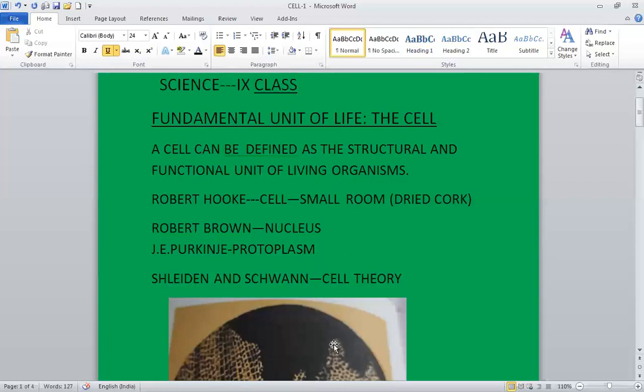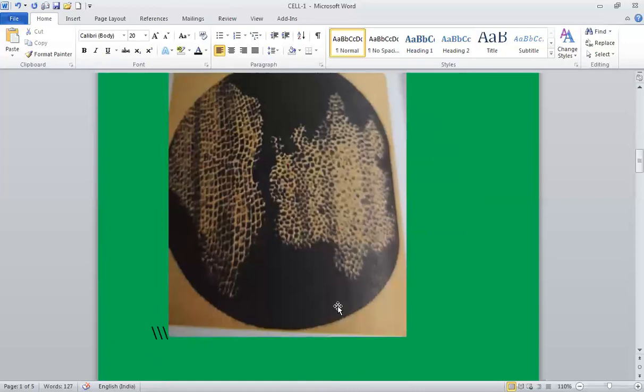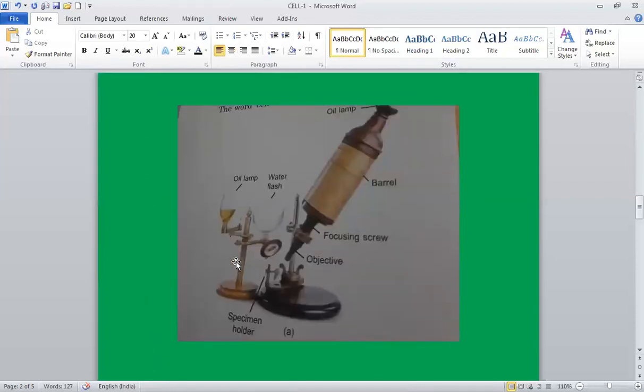See, this is what he observed, the network which you are seeing on the screen. He named them small rooms because they are small. He observed this with the help of this microscope.